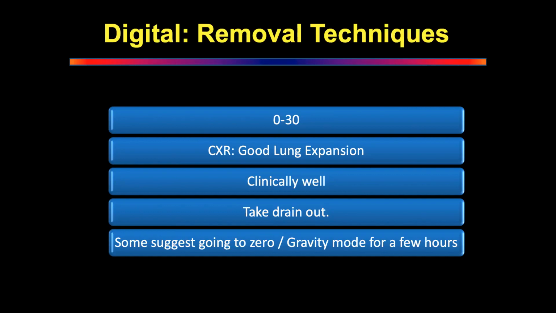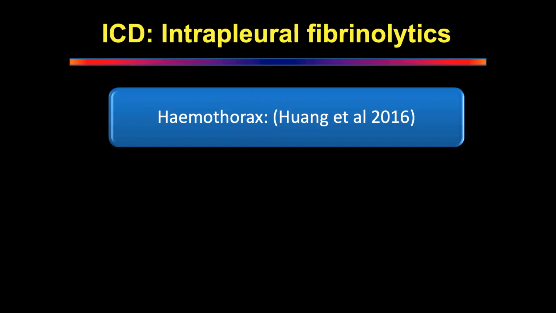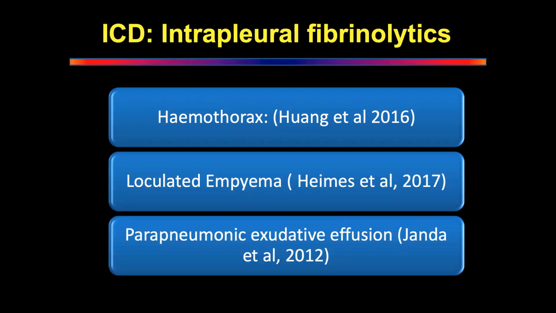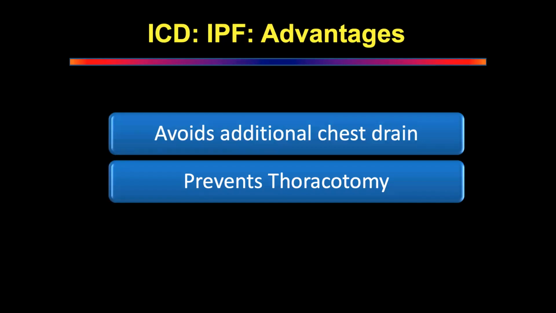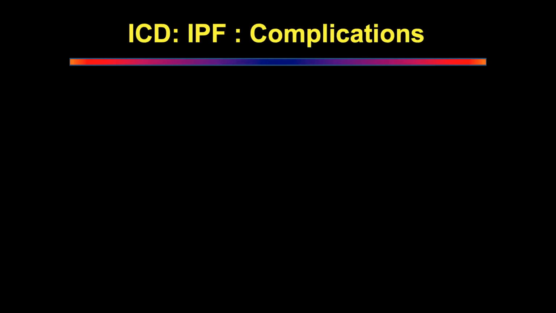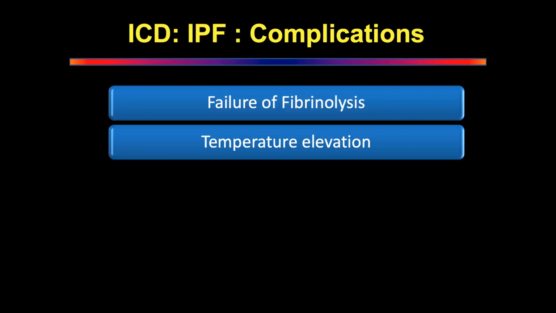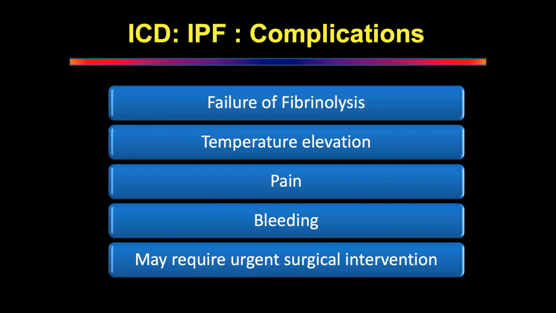Now, the next two slides I put in because Fitun spoke to me about intrapleural fibrinolytics. I'll tell you what the literature says. It's been looked at extensively in hemothorax, loculated empyema, and parapneumonic exudative effusion. The advantages are avoiding an extra chest drain, preventing thoracotomy, and being possible for poor surgical candidates. But there is risk of failure of fibrinolysis, temperature elevation, pain, bleeding, and it may require urgent surgical intervention. These are a few things you've got to remember.